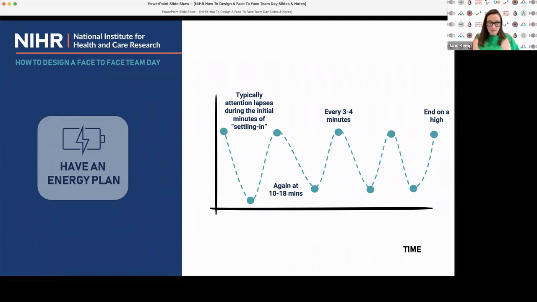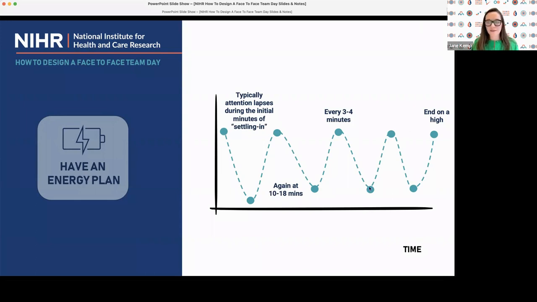So there will be that initial sort of settling in, then we might have a little bit of a lapse, and then we'll come back into focus again. And then there might be a bit more of a lapse. And there are different activities we can do that can have an impact in terms of switching that attention back on again. So we need a mix of different pace, of different interactivity to make sure that we're trying to maintain that energy level where we can.